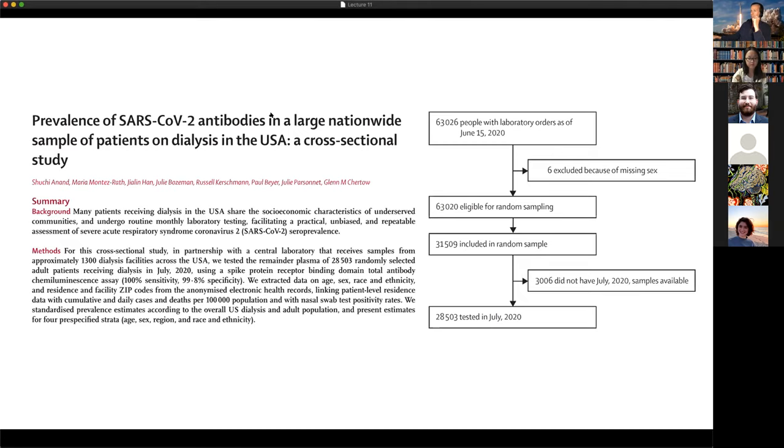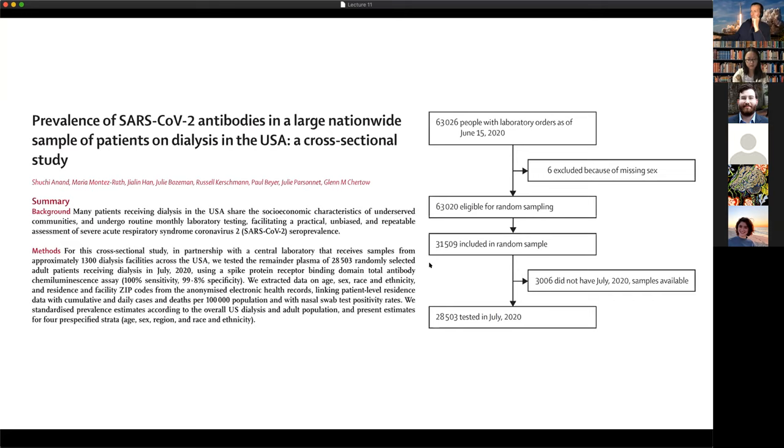So for instance, here's a very different approach to look at population level prevalence. It is also a cross-sectional study. It is not localized to New York City anymore. It's also a convenient sample. In this case, you're looking at a large sample of 28,503 adult individuals receiving dialysis across 1,300 facilities across the United States. Obviously, people that receive dialysis have other conditions that have led them to need dialysis, so there are some complicating factors there. But it represents a vulnerable population.